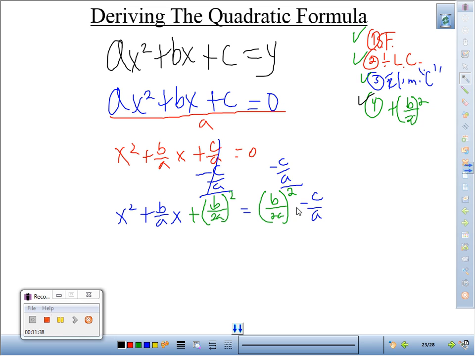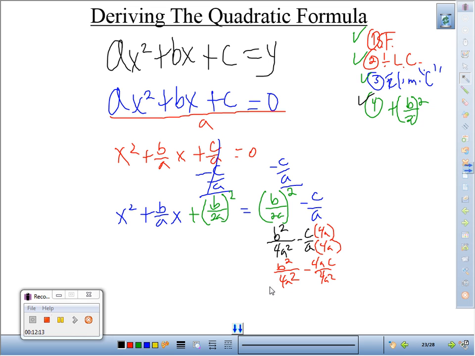Before I go to factor, let's simplify this side. What does b over 2a squared become? B squared over 4a squared, bringing down the minus c over a. But we need a common denominator to combine them, which means I need to multiply times 4a times 4a. So this becomes b squared over 4a squared minus 4ac over 4a squared.